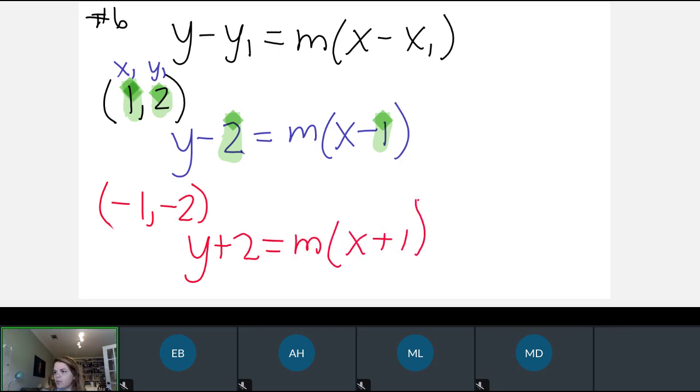So a lot of you on the point, you just flipped your signs. On your point, it says x plus 4. If it's a plus, that means that x value was actually negative. So go ahead and change that on slide number 6.